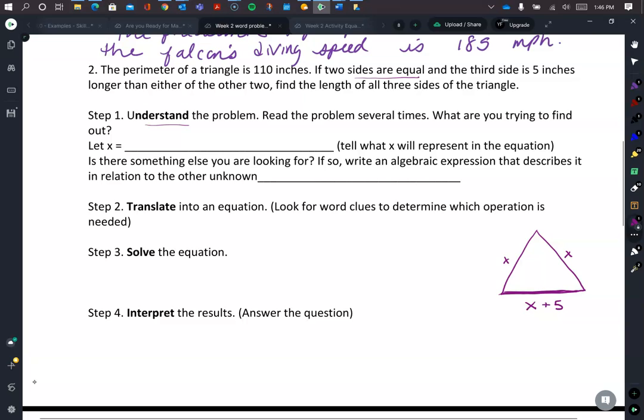So when I write this out, what am I declaring? I'm trying to find the length of all 3 sides. So I have to label them all. So let X equal 1 side. How can we word that? The length of one of the equivalent sides.